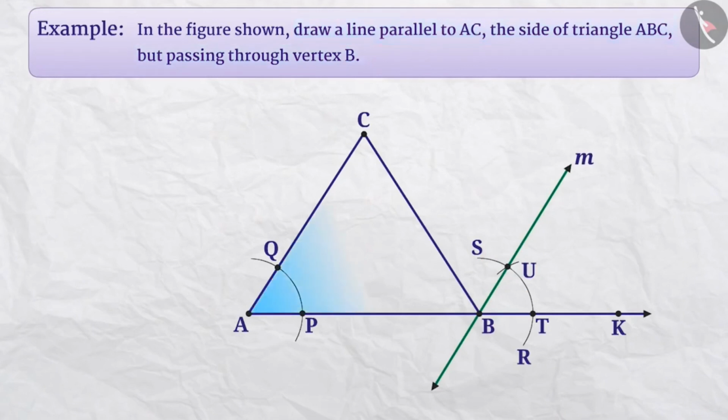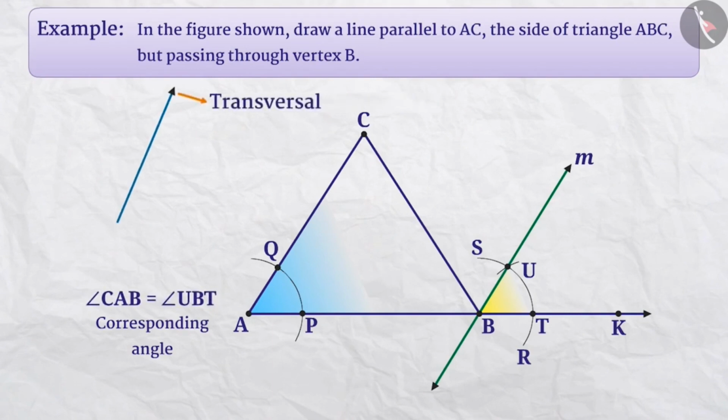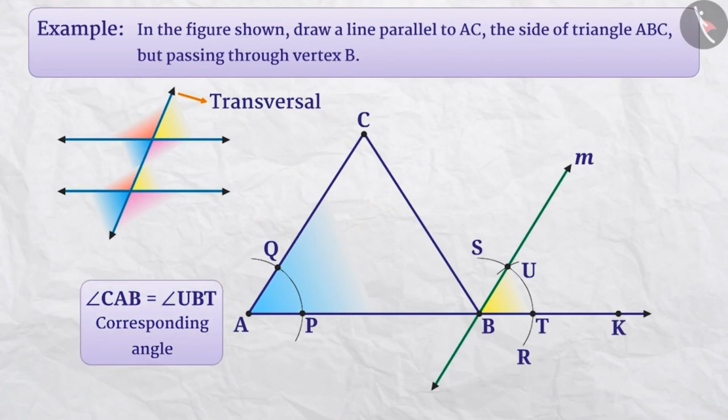Here, angle CAB and angle UBT are corresponding angles and they are equal. As we know, if two parallel lines are cut by a transversal, each pair of corresponding angles are equal in measure. Thus, line M is parallel to side CA of triangle ABC.